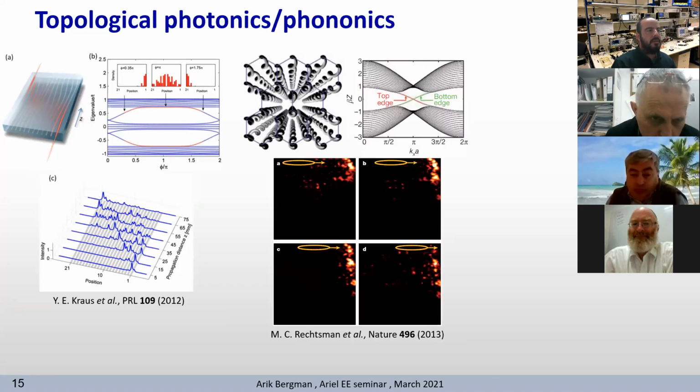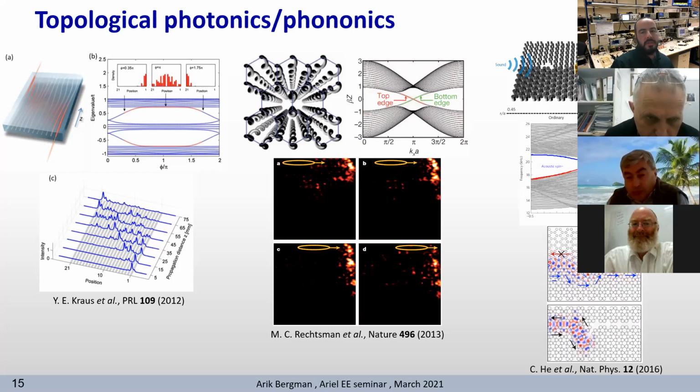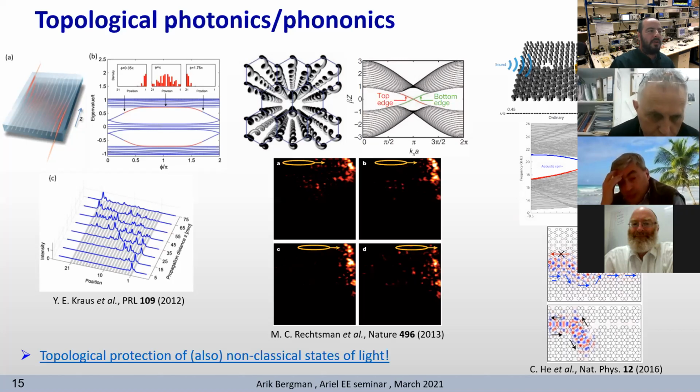In another example, an array of evanescently coupled helical waveguides arranged in a honeycomb lattice was used to emulate Floquet topological insulators, which feature one-way edge states that are topologically protected from scattering. Similar principles were also demonstrated in acoustic systems. What most amazes me, however, is that these approximations also hold for non-classical states of light, which provides a tool for the design of robust quantum circuits.